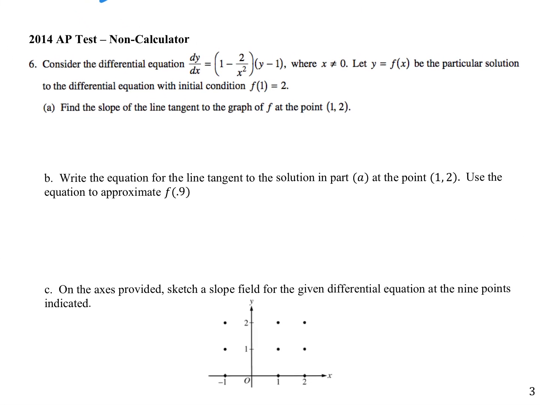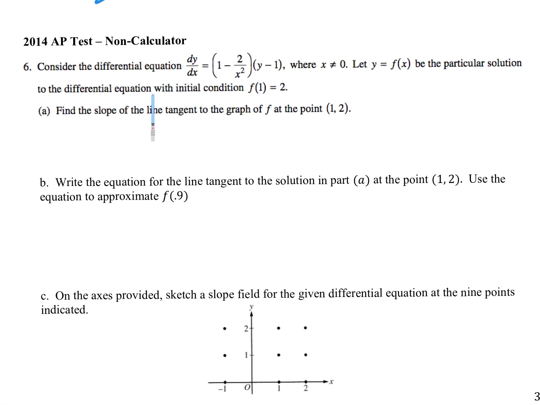This question number 6, from 2014, says consider this differential equation. dy dx just means slope. And it says find the slope of the tangent line at the point (1, 2). We've done this back in August. If that's dy dx's slope, could I just plug that in to get my actual slope? My dy dx at that point would be, and I know how Bob's going to leave it.